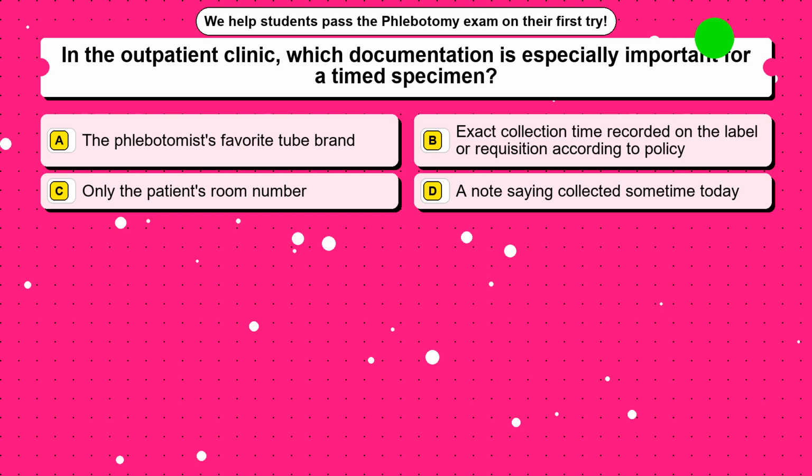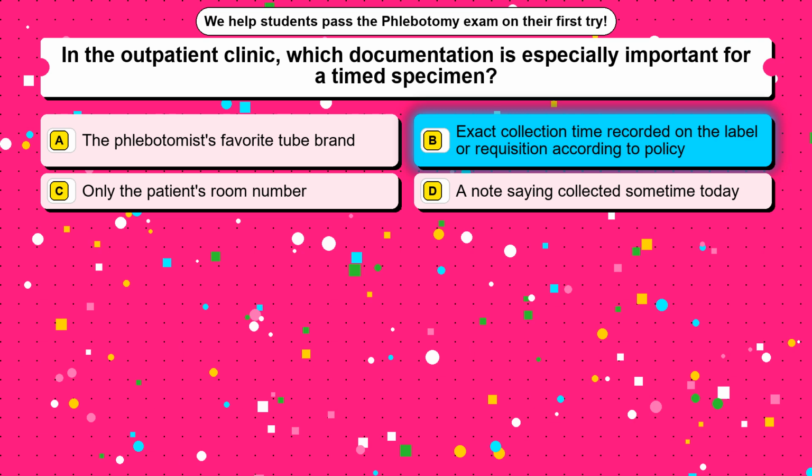Question 70. In the outpatient clinic, which documentation is especially important for a timed specimen? Option A. The phlebotomist's favorite tube brand. Option B. Exact collection time recorded on the label or requisition according to policy. Option C. Only the patient's room number. Option D. A note saying collected sometime today.